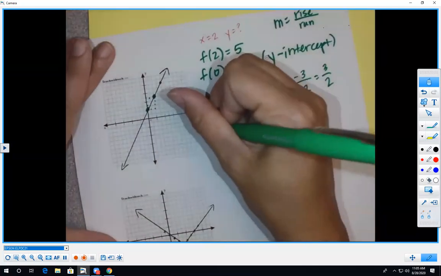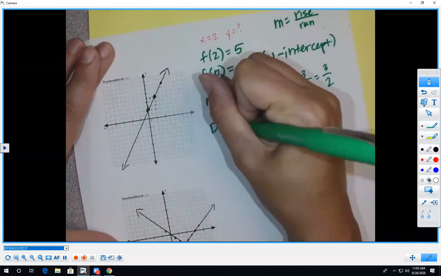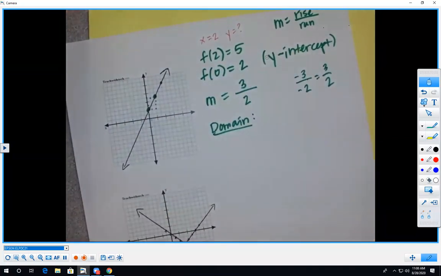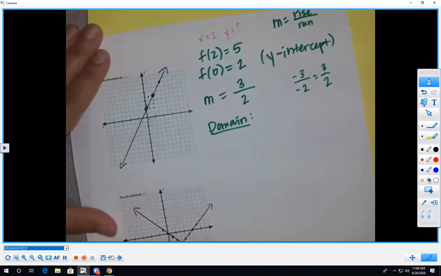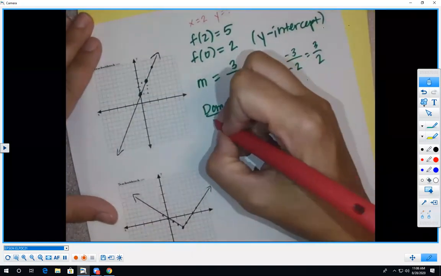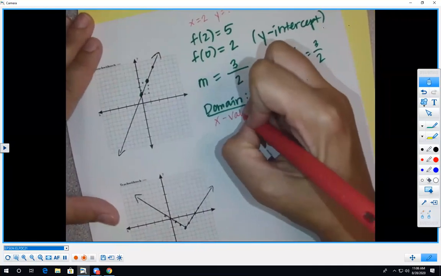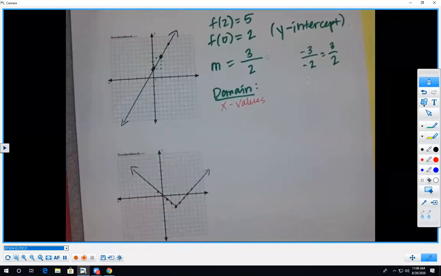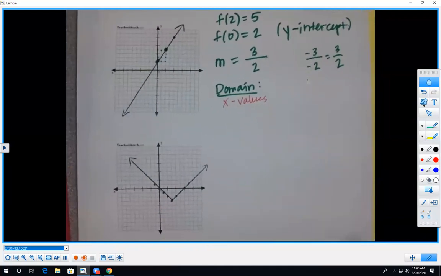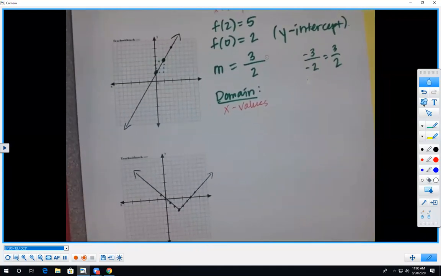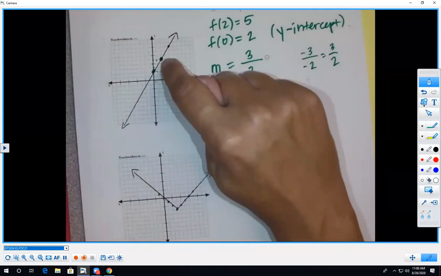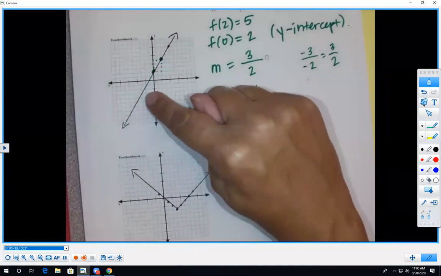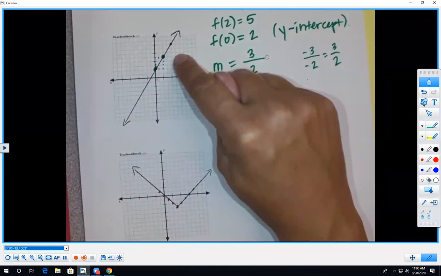Okay, let's talk about domain. Does anybody know what domain means? Good job. Yeah, domain is the x values. So for this line, if I'm trying to write the domain, I'm trying to tell what x values this line has. Okay, this line, I put 3 specific dots on here so you can see specific points on there. But how many dots are actually on this line?